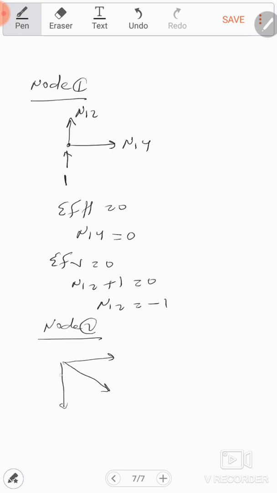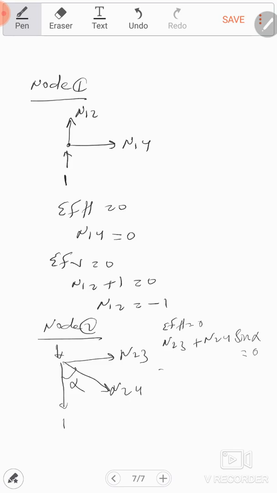You should cut the shape to make it easy when you calculate and solve your problem. This is N2,3, N2,4, and this is 1. You can find the alpha, same value from previous step. So here the summation FH equals 0: N2,3 plus N2,4 sine alpha equals 0. So we have two unknowns.